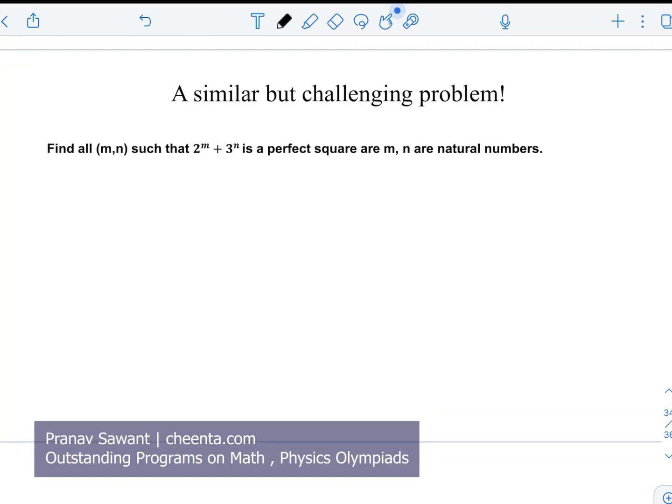Right, so at the very end I have a similar but challenging problem for you, and I want you to find all m, n such that 2 raised to power m plus 3 raised to power n is a perfect square. So 2 raised to power m plus 3 raised to power n will be k square for some k, and m and n are natural numbers.